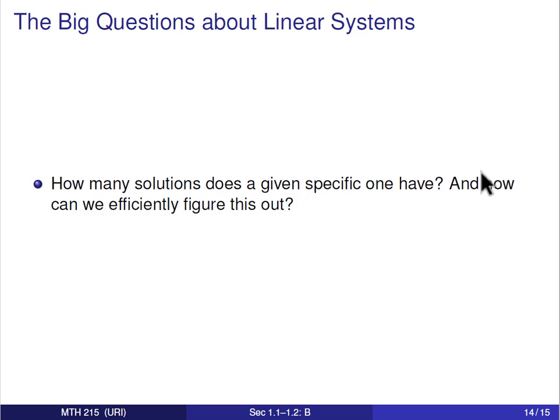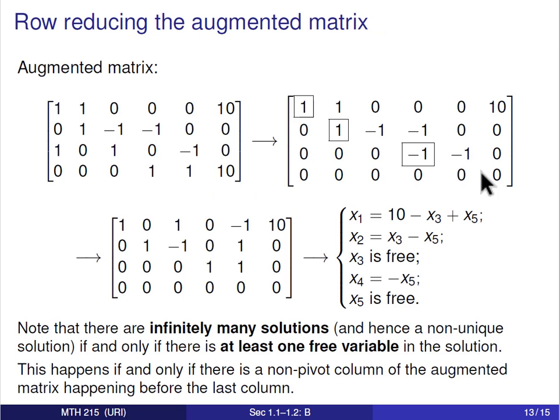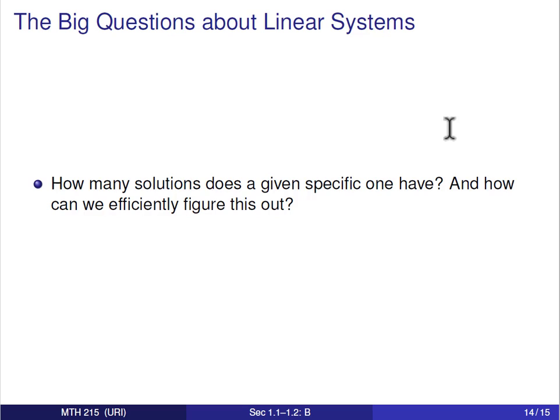How can we figure this out? The key idea will be to find out where the pivot positions are. You'll find the pivot positions from the echelon form of the matrix, and locating those pivot positions and seeing whether they fill every column but the last, or whether they do allow for free variables, allows you to see whether you have 0 or 1 or infinitely many answers.